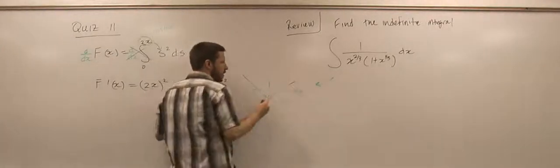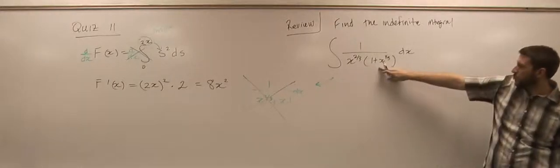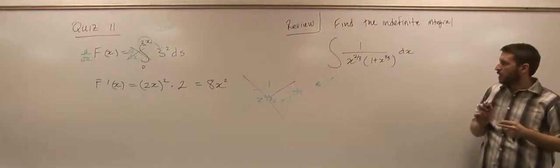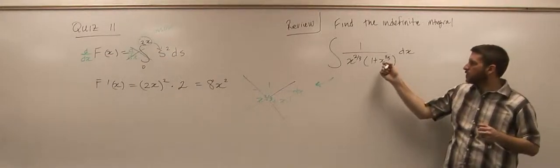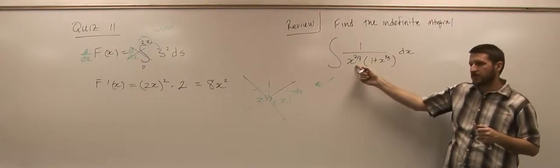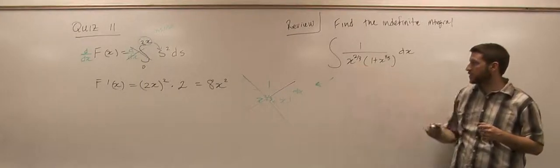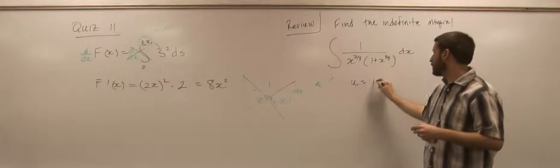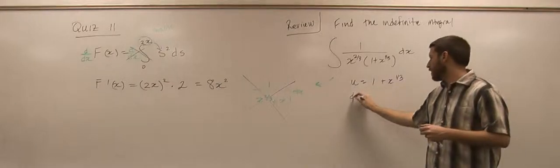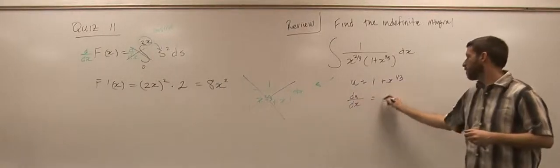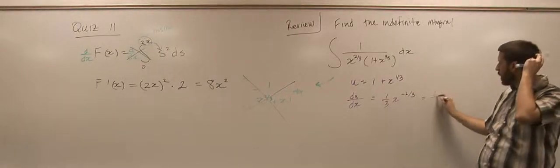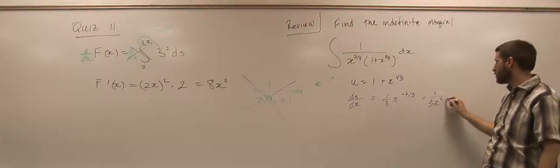Instead, what's the relationship between 1 plus x to the 1/3 and x to the 2/3? It's the derivative of the inside. If you take the derivative of 1 plus x to the 1/3, it's going to be some kind of x to the 2/3. And because this x to the 2/3 is in the denominator, this actually works out by letting u equal 1 plus x to the 1/3. Because when you derive this, you get 1/3 x to the negative 2/3, or 1 over 3x to the 2/3.